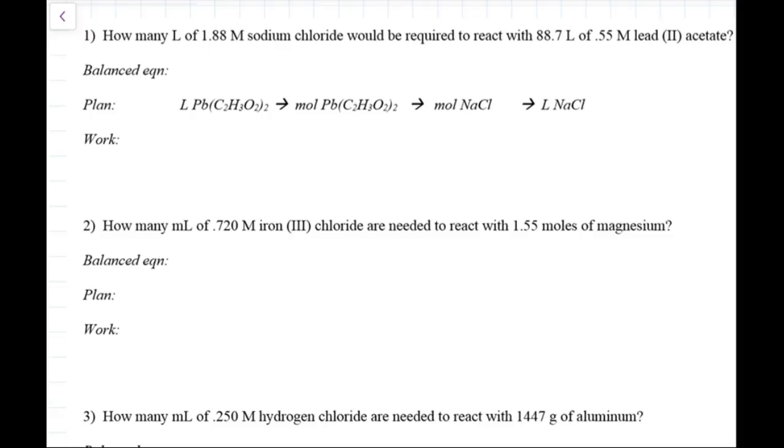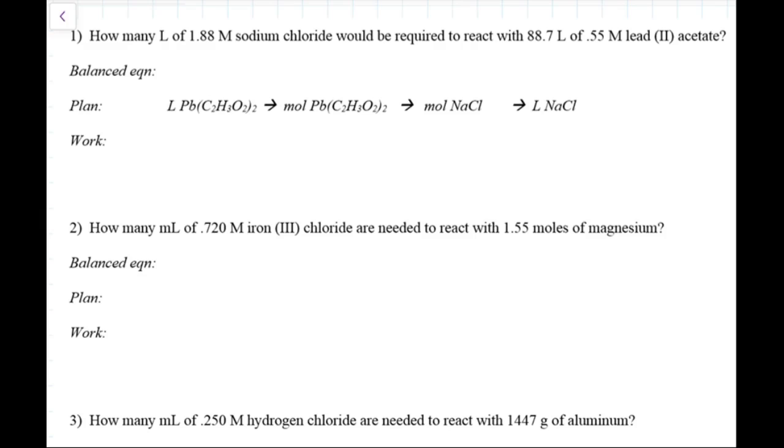I'm going to take you through a couple of problems from the Solution Stoichiometry Problems worksheet. We're going to go through about the first 2.5 and let you finish the other problems on your own, so you can see how much you've picked up. So the first step, of course, in this first problem is to come up with a balanced equation. So go ahead and do that.